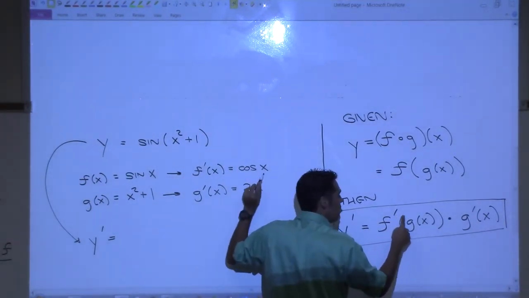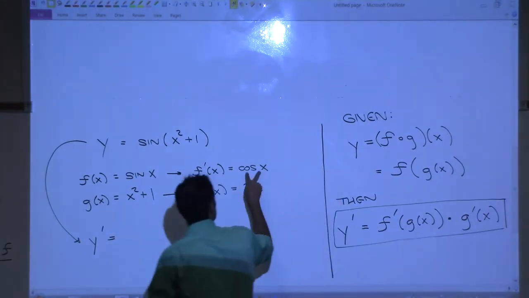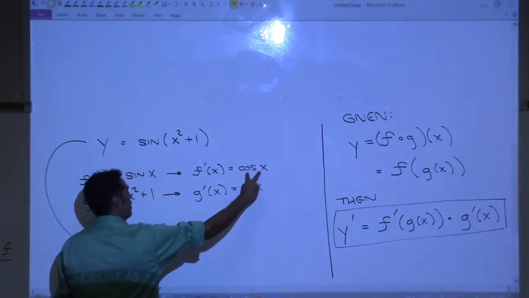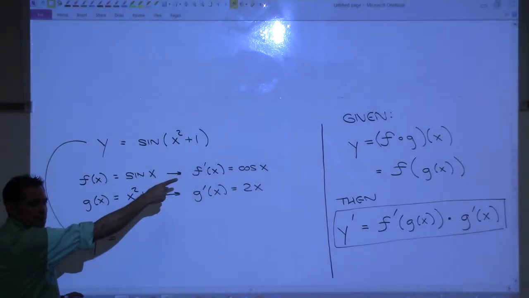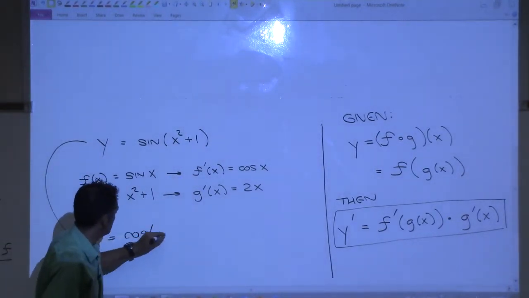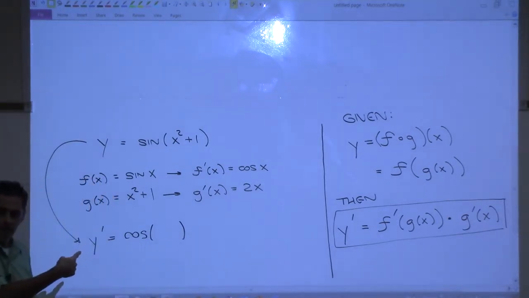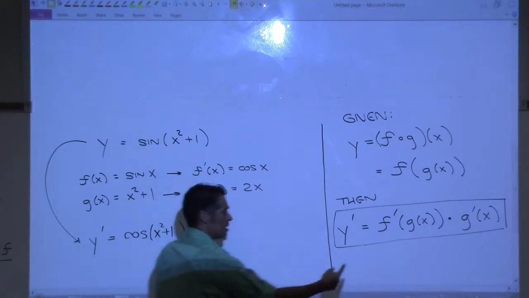Cosine x, but don't plug x in. Plug what? Plug g into it, right? So I'm supposed to take cosine x, but plug g into it. So I'm supposed to take cosine and put into it not x, but what? X squared plus 1. And that takes care of this piece right here.